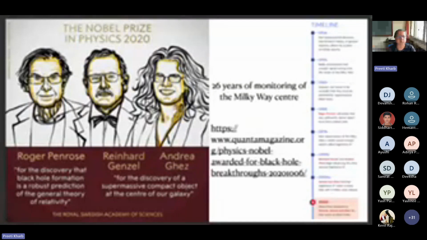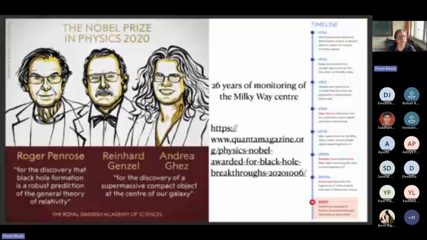Roger Penrose is a mathematical physicist who was awarded the Nobel Prize for the discovery of black hole formation. Or rather, he worked out the mathematics and found that black hole formation was a robust prediction of the general theory of relativity. And it was Reinhard Genzel and Andrea Ghez, both of whom monitored the stellar motions in the center of our own galaxy for 2.5 decades using two different sets of telescopes. Andrea Ghez used the Keck telescope, while Reinhard Genzel used the VLT telescopes in Chile.